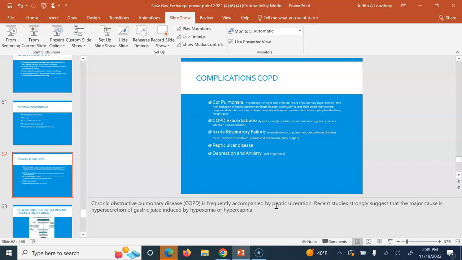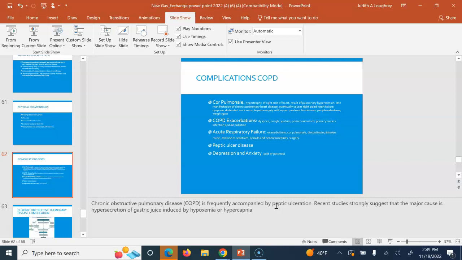complication of peptic ulcer disease. Recent studies strongly suggest that the major cause of hypersecretion of gastric juice is induced by hypoxemia or hypercapnia. So because a person with COPD has hypoxemia and hypercapnia, it seems to cause hypersecretion of the gastric juices, and thus a complication of COPD is peptic ulcer disease, which you will learn more in depth about in your senior year.